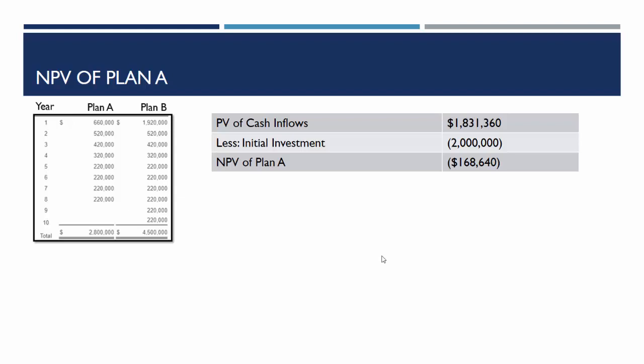And as we can see here, the initial investment of $2 million is greater than our present value of cash inflows, which means we would lose $168,640 undertaking Plan A, which is to remodel and refurbish our existing equipment. We would lose money on this if we take into consideration the time value of money, which means this is a no-go. Plan A is no good. We're going to throw it out right now. We're not refurbishing this equipment because it has a negative net present value.